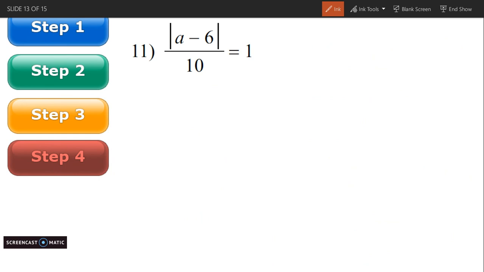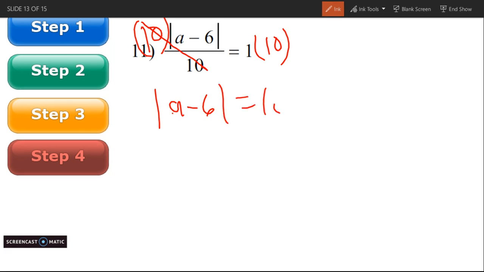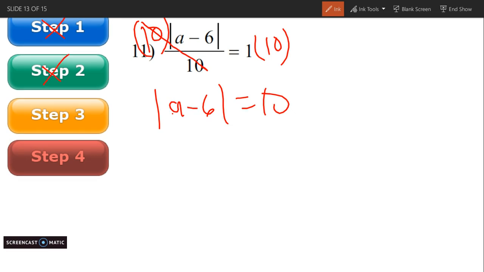Okay, step 1 is to get the absolute value by itself. We want to get a minus 6 by itself because that's what's in absolute value. So we're going to multiply by 10 on both sides to do that. We're undoing division with multiplication. So you've got a minus 6 equals 10. Step 1 is complete. Step 2, is it possible? Yes, we've got a positive number on the right side.